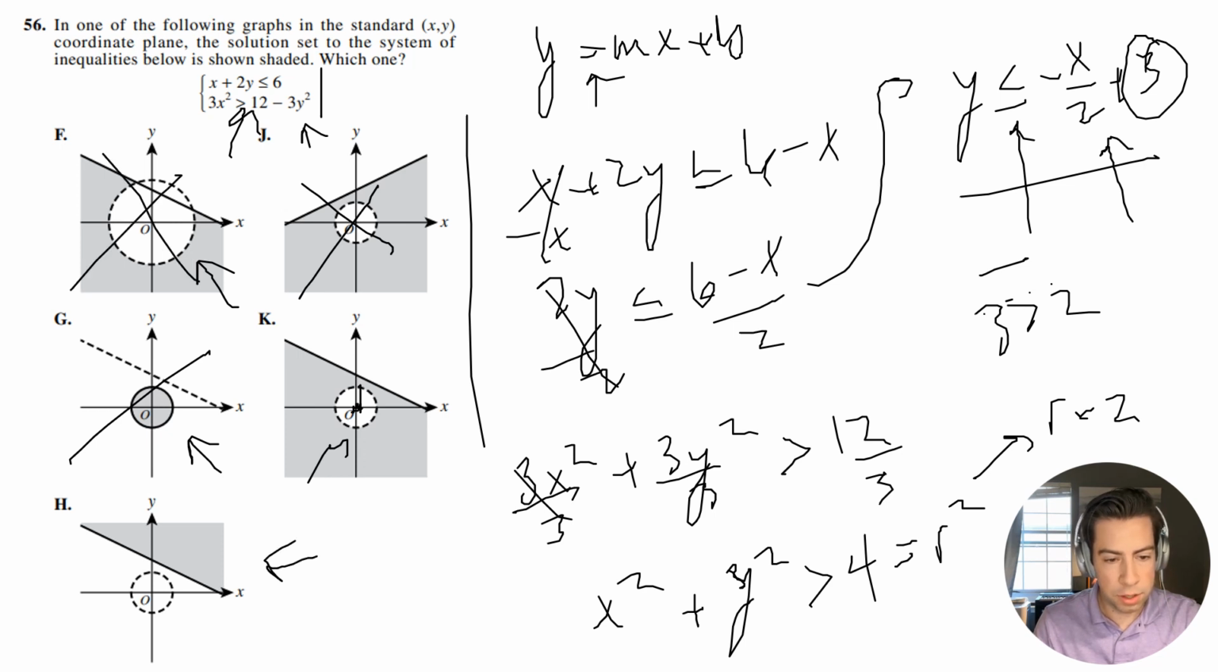So it could be either this one or this one. Now again, we have that y is less than or equal to this line. So that means that we need to be shading downward. And so we shade downward here, and we don't shade downward here. So therefore, our answer is going to be K.